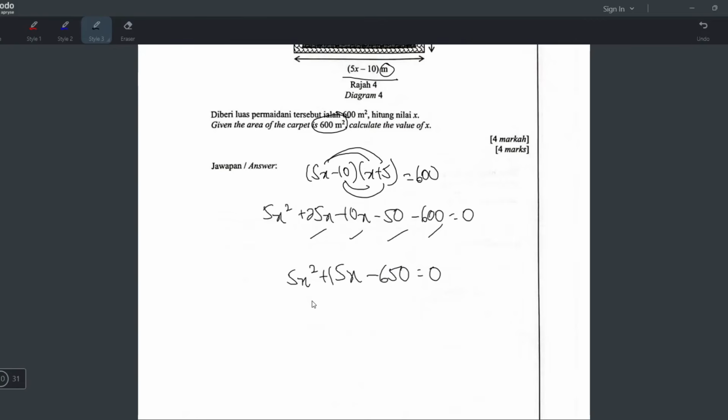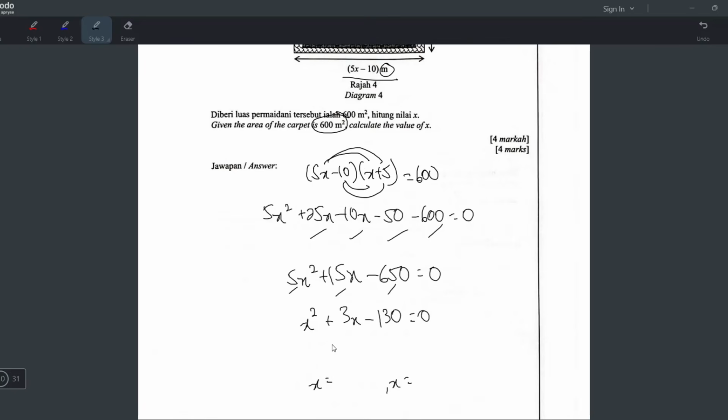So tell me, can I simplify this? Yes, all these numbers can bahagi 5. So bahagi 5 dapat X square, bahagi 5, 3X, bahagi 5, 130. Okay, now you can factorize. Alright, tekan calculator, A tekan 1, B tekan 3, C tekan negative 130, and the calculator will give you two answers. So what's the first answer?